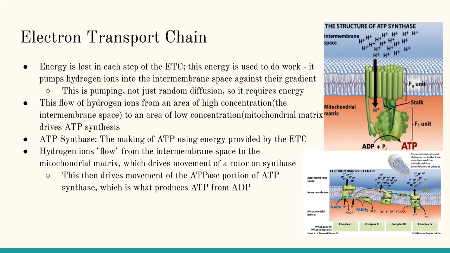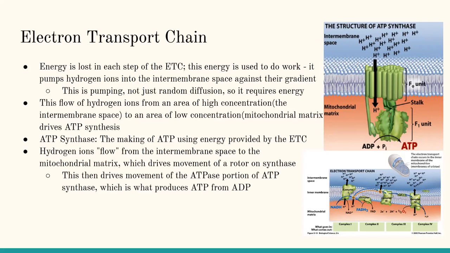The flow of hydrogen ions from an area of high concentration, which right now is the intermembrane space, to an area of low concentration, the mitochondrial matrix, is what drives ATP synthesis. I believe the metaphor Professor Francis used was a water wheel and a river flowing down, where the movement of things flowing down creates energy that can then be used to do stuff, like electricity.